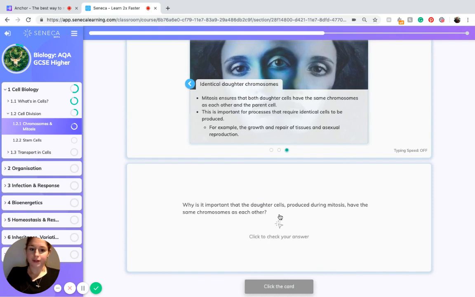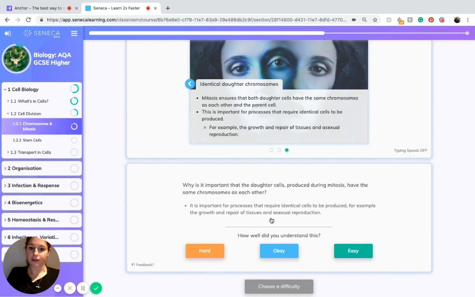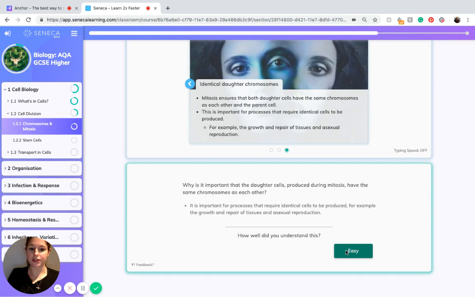So, why is it important that the daughter cells produced during mitosis have the same chromosomes as each other? This is because it's important for processes that require identical cells to be produced, for example, for the growth and repair of tissues and asexual reproduction.